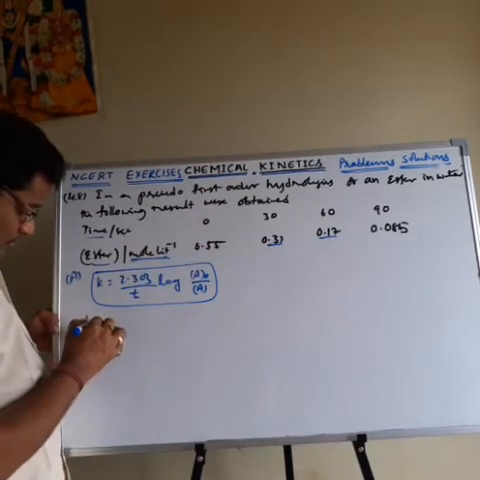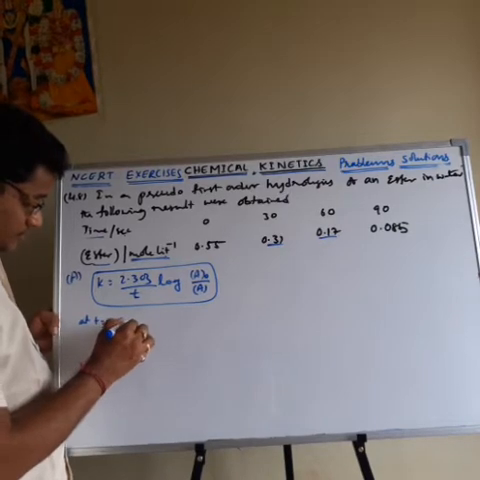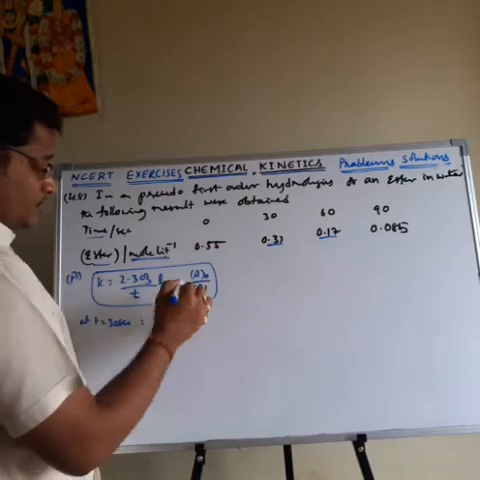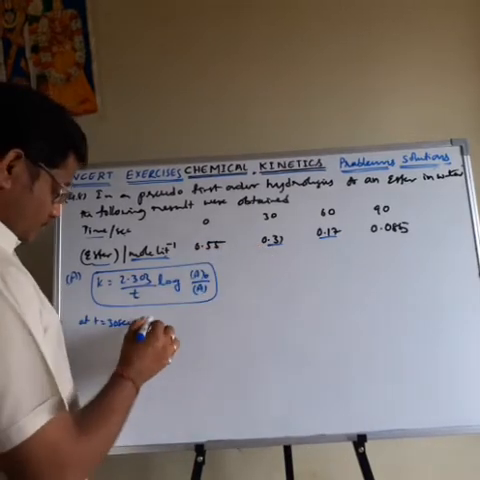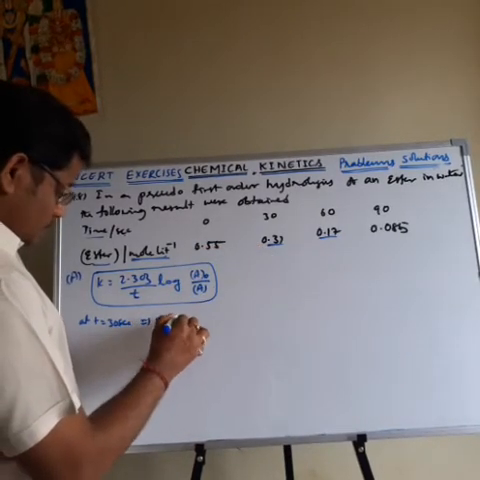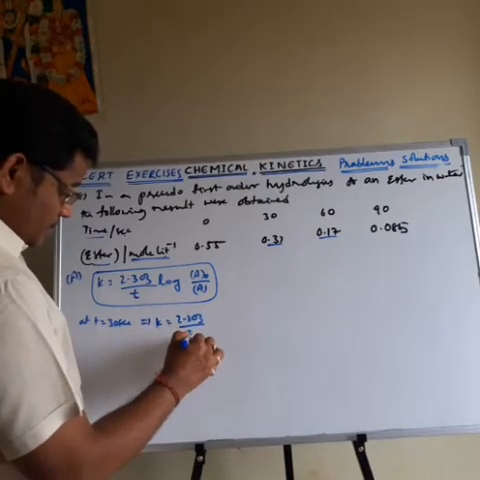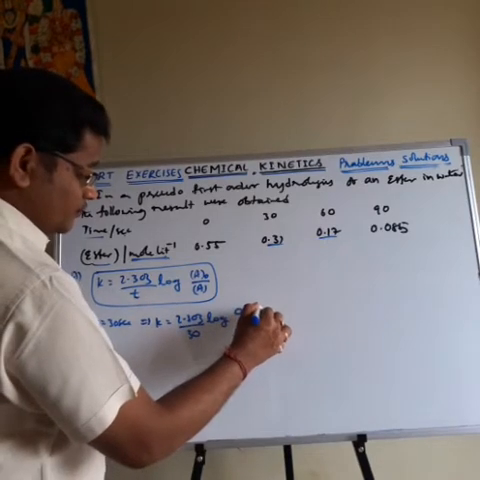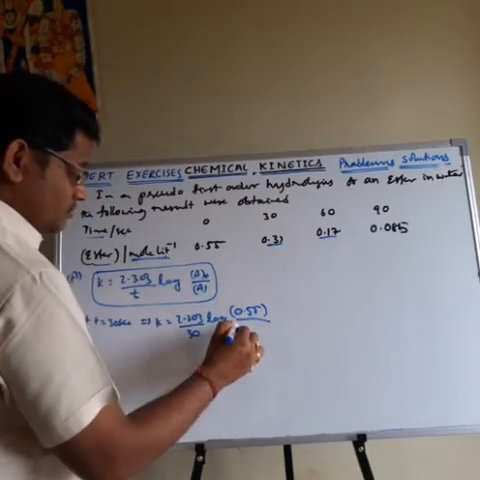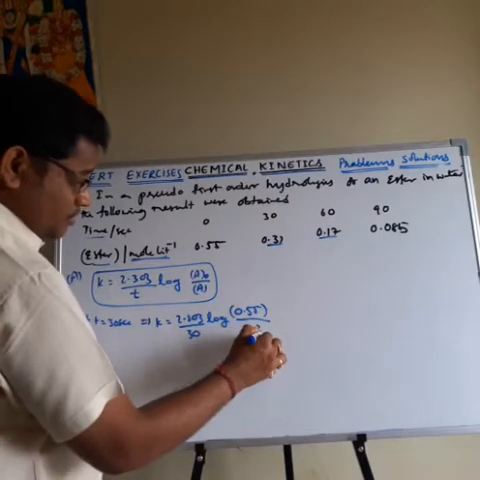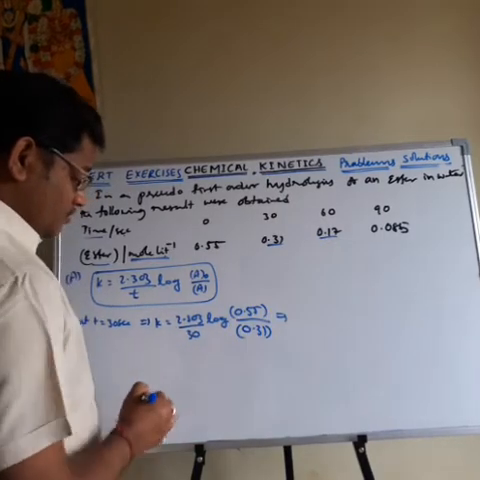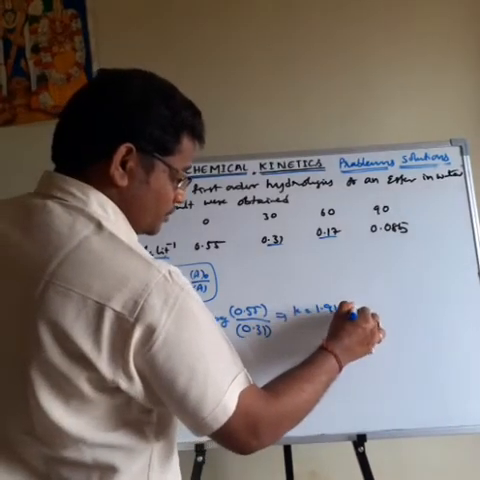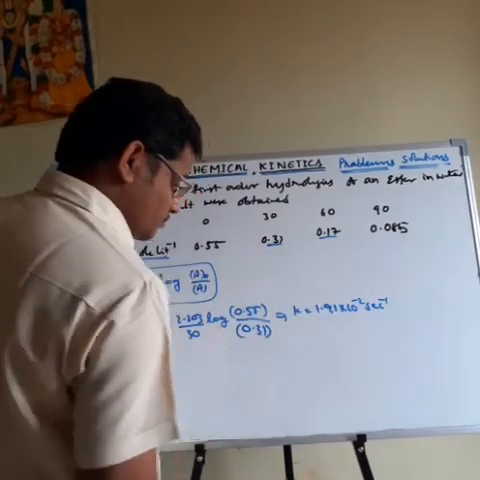First, when t is equal to 30 seconds, A0 value is 0.55 and the changed concentration is 0.31. So k is equal to 2.303 divided by 30 into log 0.55 divided by 0.31. We calculate, then we get k value is equal to 1.91 into 10 power minus 2 second inverse.